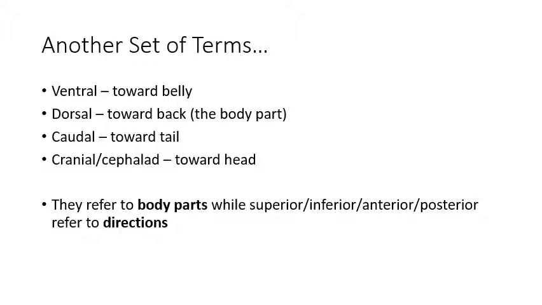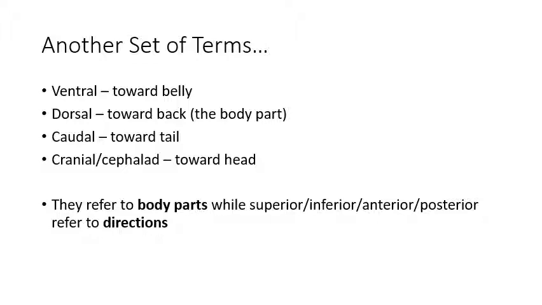So ventral just means towards the belly, whereas dorsal means towards the back, as in literally your spine, your back. So posterior means back in direction, like behind. Dorsal means literally towards a person's back structure. And then you have caudal, which is towards the tail, and cranial, also called cephalad, which is towards the head.